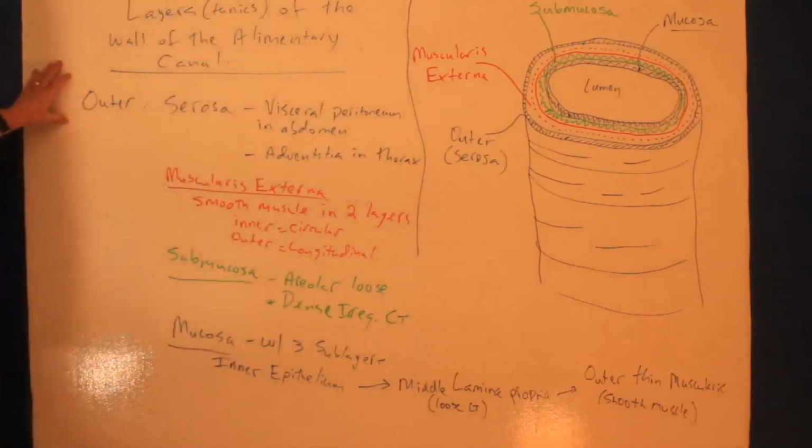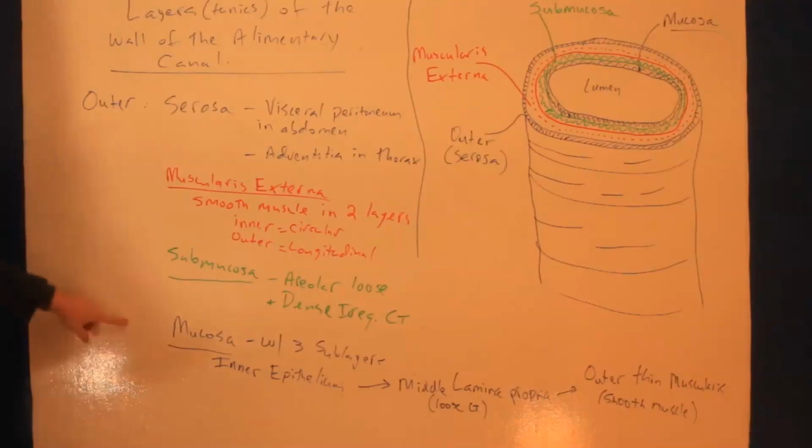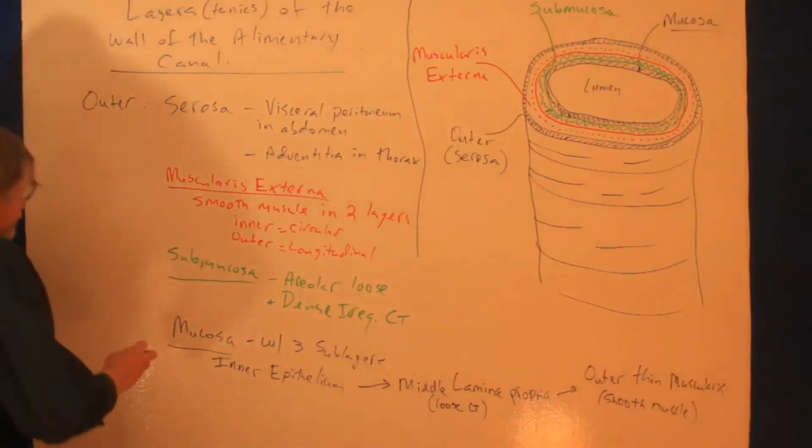On the left side here, I've broken out a little bit in terms of composition, starting with the outer and going to the inner here. The mucosal membrane is the inner.